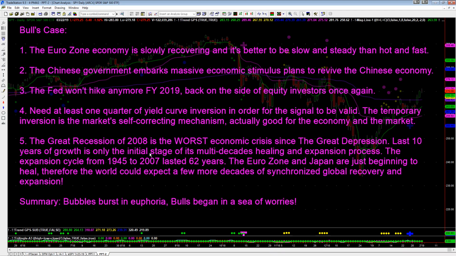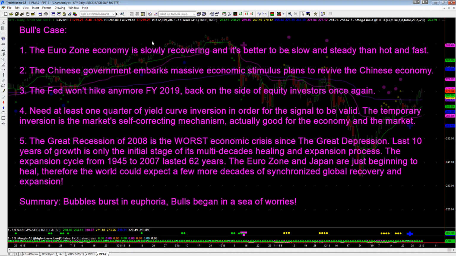The bull case is saying that number one, the Eurozone economy is slowly recovering, and it's better to be slow and steady than hot and fast, right? Yes, the European economy, even though it hasn't been growing very fast, has been slowly recovering for quite a while now, and it's the best kind of recovery because it's slow and steady, because you don't want to have what the US has, the overheating economy.